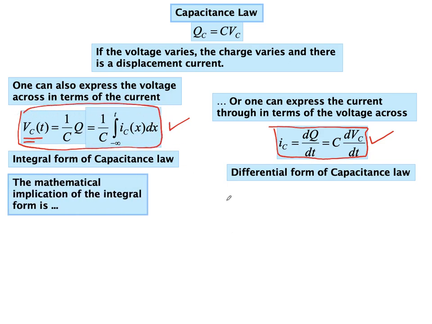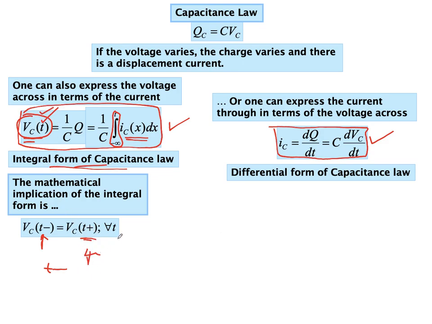So there are certain implications of these mathematical expressions. For the integral form of capacitance law, the mathematical implication is, if you look closely, this expression of voltage across the capacitor at any time t is the accumulation of current from minus infinity to the time t where you are measuring the voltage. So since this is accumulation, you don't expect an abrupt change in the voltage. Because of that, the value of voltage just before time t, so t minus, and just after this time will be exactly the same. There will be no abrupt change in the voltage.